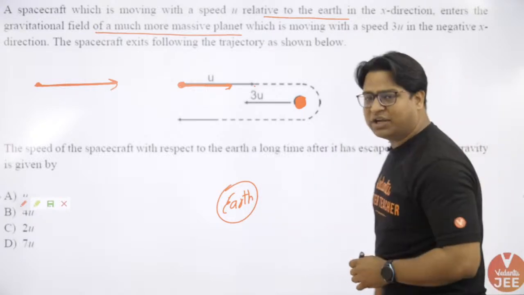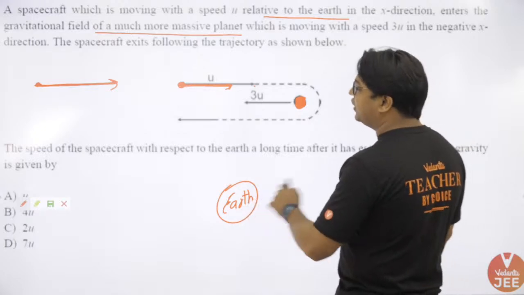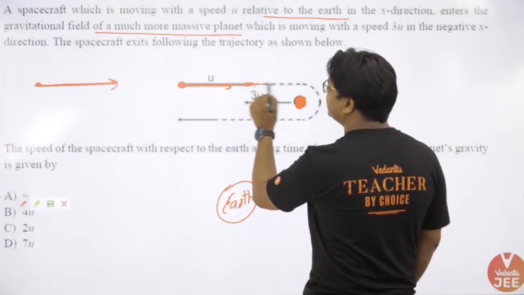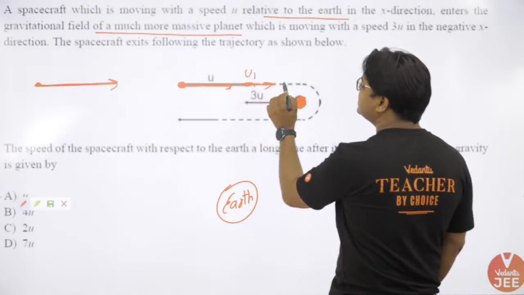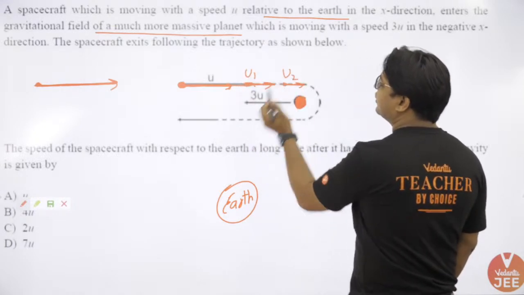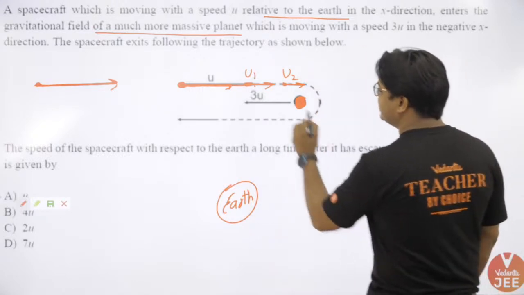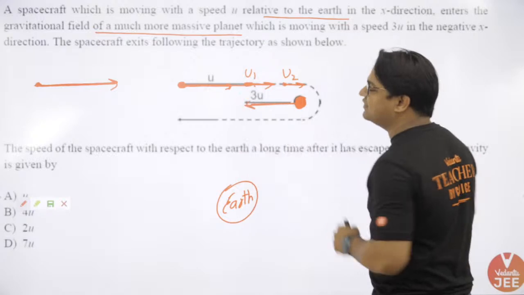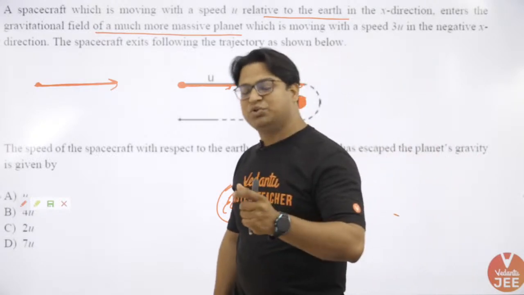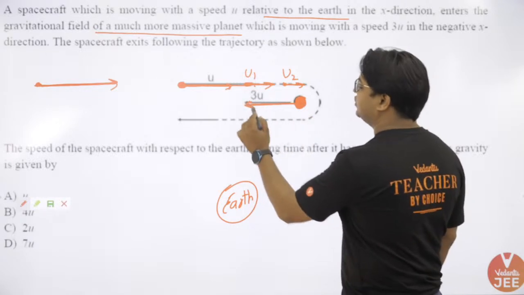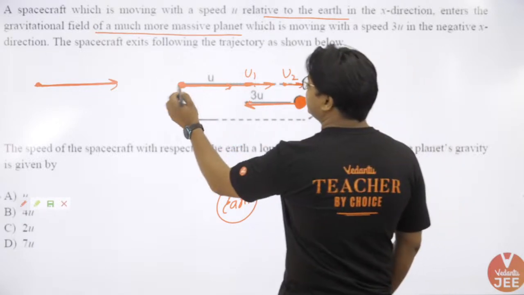So for an observer on Earth, what will happen? An observer on Earth will say that as this spacecraft is approaching the planet, the speed is increasing. Or rather, we can just say the speed is changing, though it will increase. But the speed of this massive planet will not change. It will continue to be the same. For an observer on Earth, this massive planet will continue to move with 3u, whereas this object will start accelerating.